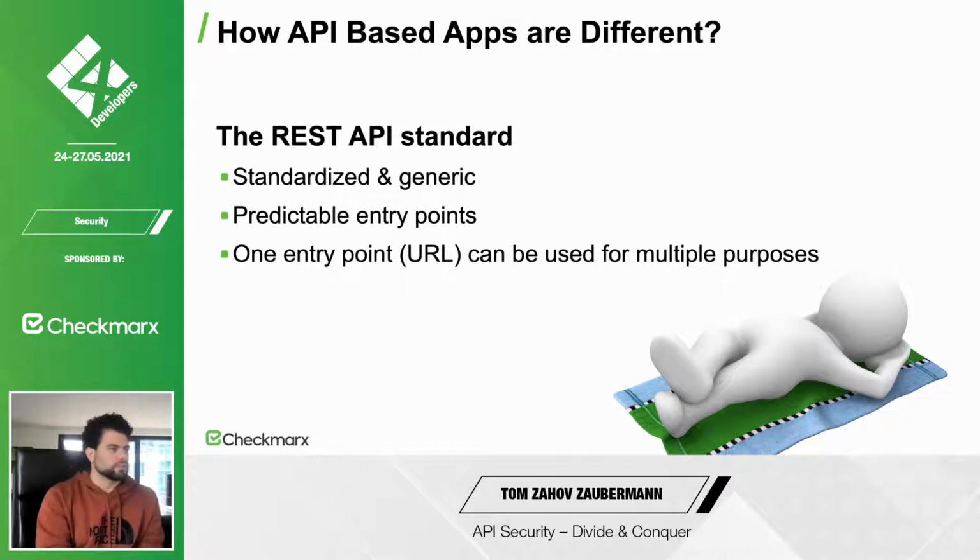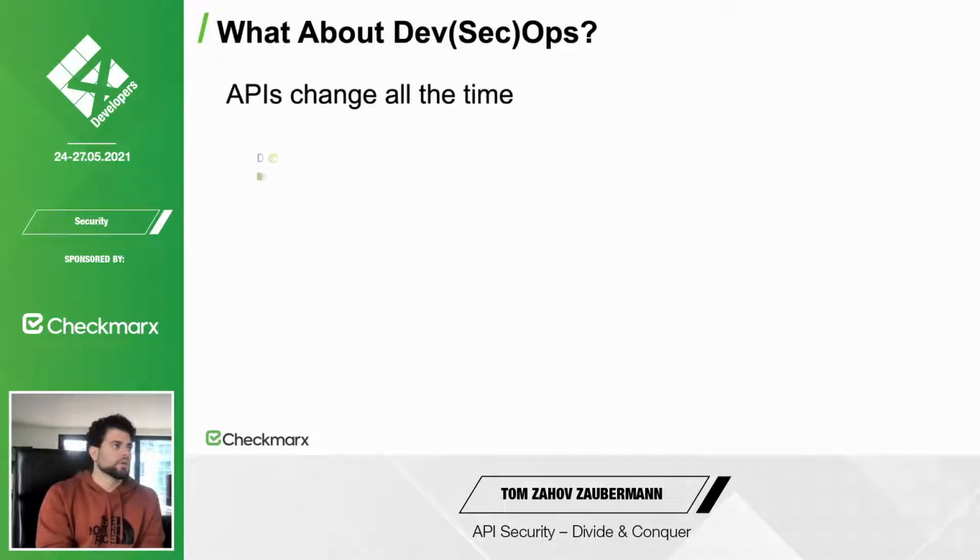So the REST API standard is standardized, it's generic, there are predictable entry points, right? You will see at the end what I mean by predictable. And there is one entry point, which is the URL, and it can also be used for multiple processes, right? If you want, I don't know, to get a user or call a function or whatever, those kinds of things we can do, of course, with an API.